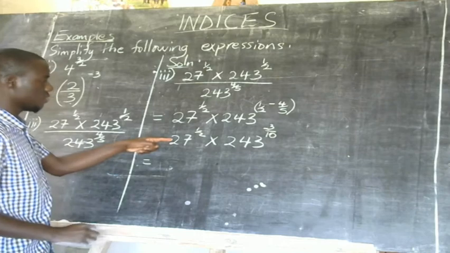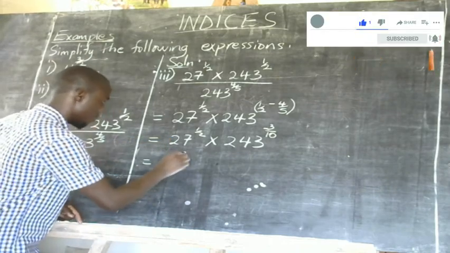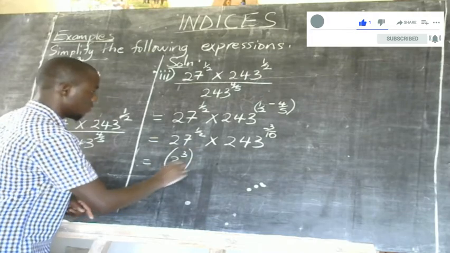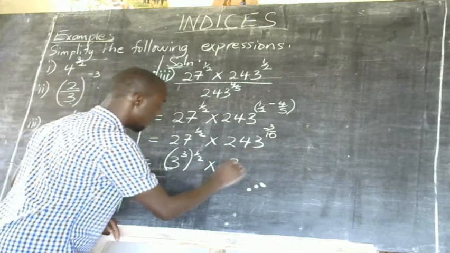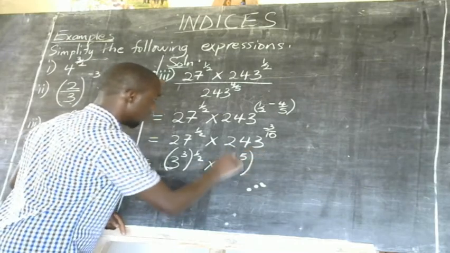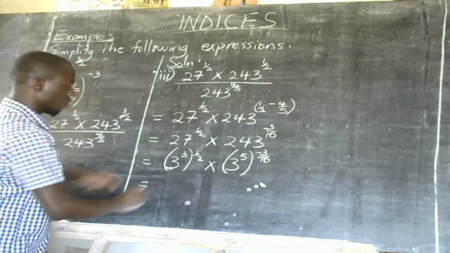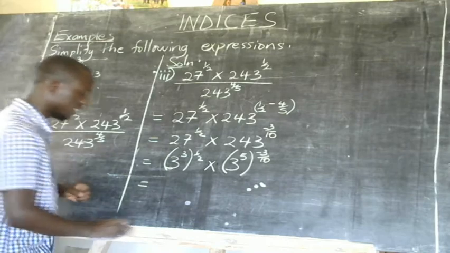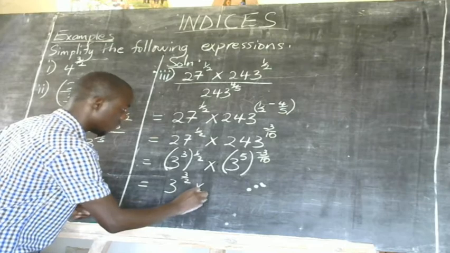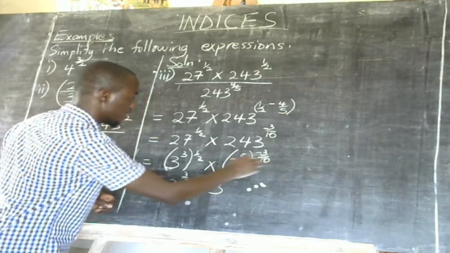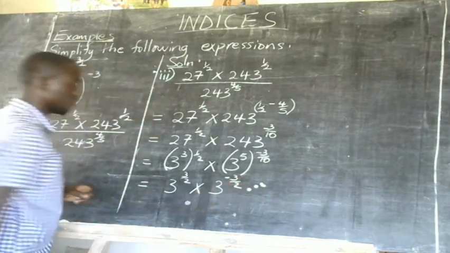Now the 27, when you prime decompose it, you'll be having 3 power 3, then times a half. Then the 243 is the same as 3 power 5, then times the negative 3 all over 10. So opening brackets, the powers are going to multiply each other. So that is 3 power 3 all over 2, then times 3. When I multiply here, I'll be having negative 3 all over a 2.